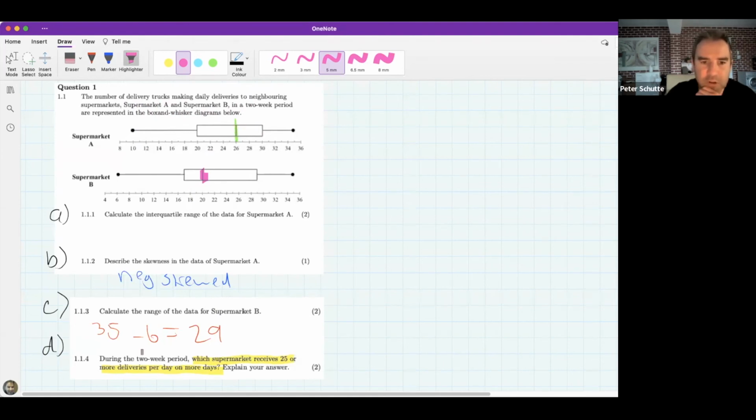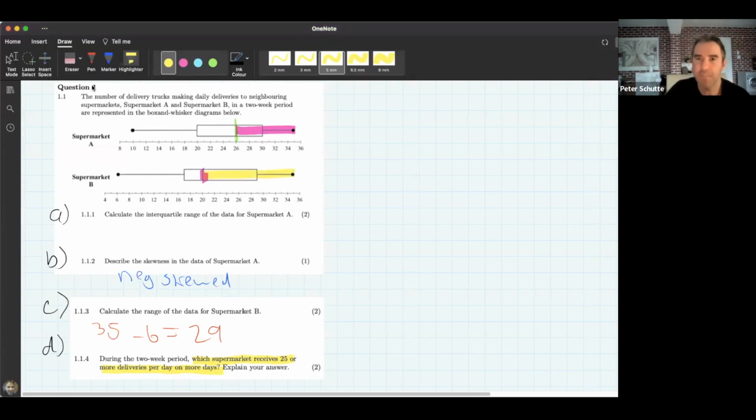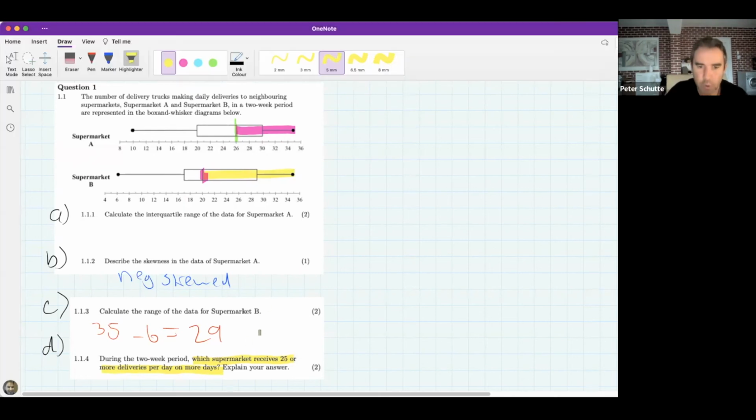No, okay, but what we're trying to do is which supermarket receives 25 or more deliveries. So this is what I want to say. 50% of the deliveries are going to be more than 26. In this case, 50% of the deliveries are going to be more than 20. So I hope, think about that. Which supermarket receives 25 or more deliveries per day on more days?